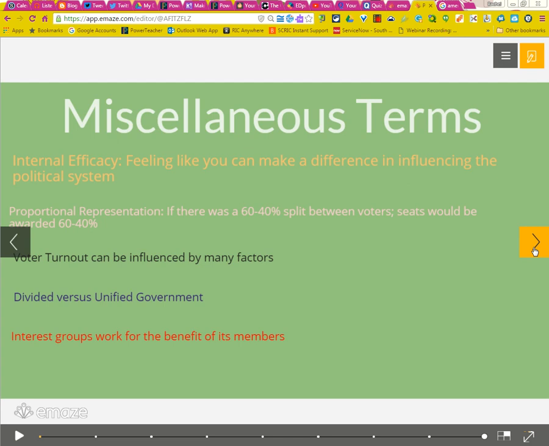Interest groups work for the benefits of its members. So, for example, the Sierra Club would be working for the benefit of its members when having to do with environmental conservation. So they might want to get some land put on the Federal Registry as a national wildlife preserve, or members of AARP might be clamoring for cheaper prescription drugs, and so AARP would lobby on behalf of them.